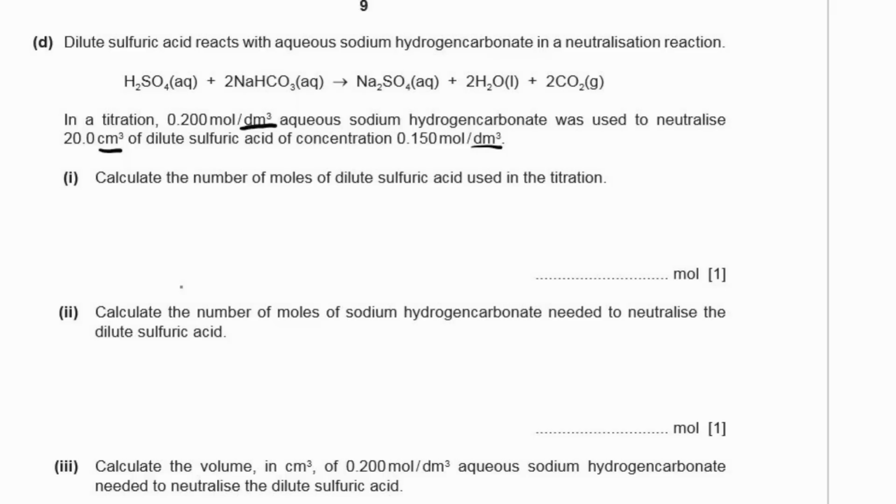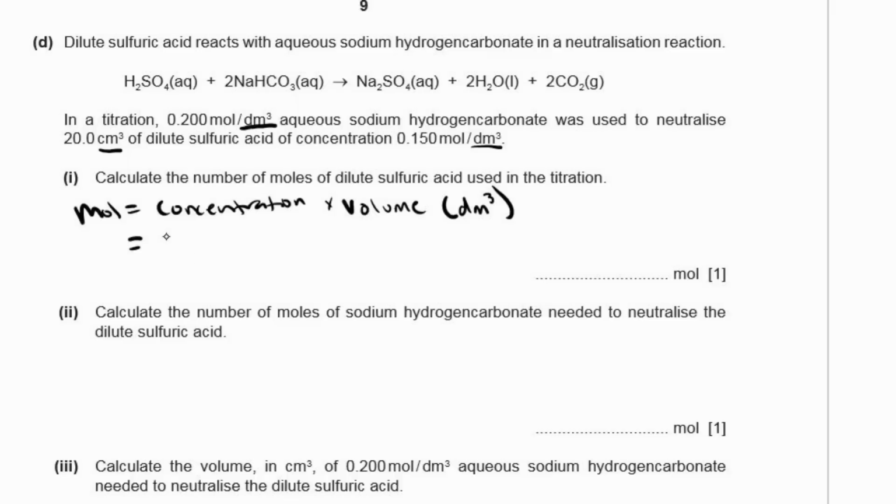Okay, so 1, calculate the number of moles of dilute sulfuric acid used in the titration. So the calculation for moles, that's moles equals concentration times volume. Okay, and the volume is in decimeters cubed. Okay, that is very important when you're talking about moles. It's decimeters cubed. It's just the way that we do it, just for consistency.